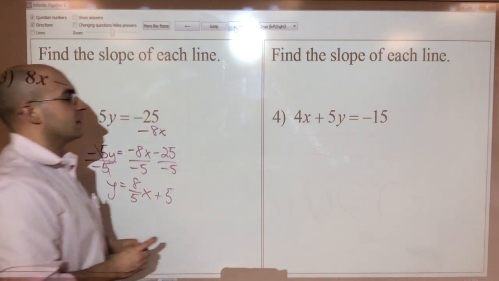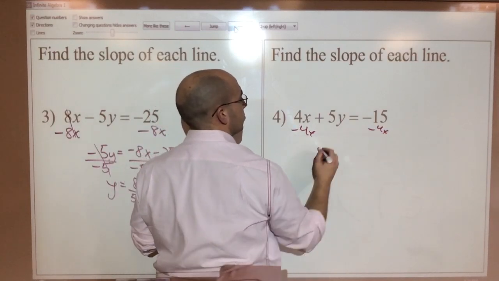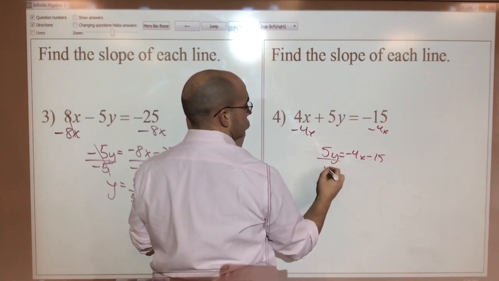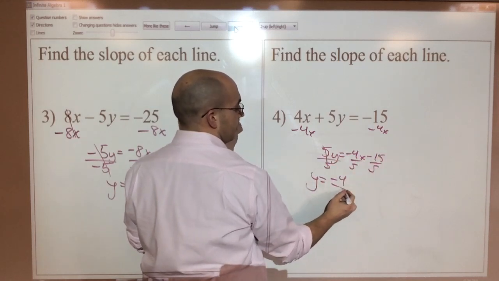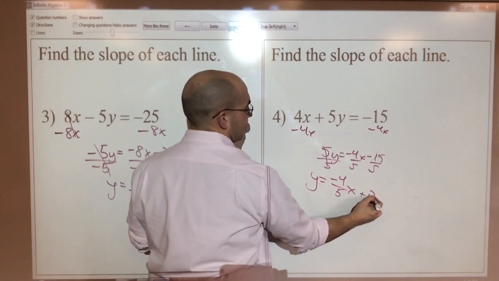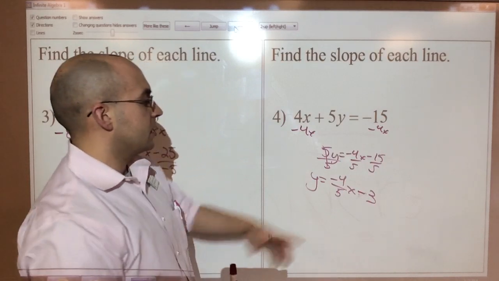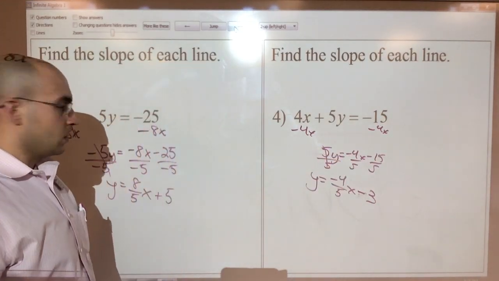For this one here, real quick. Y equals -4/5x plus -3. Okay? -3 because I got one negative here and only one negative there. Okay? Cool. Hopefully you got it.